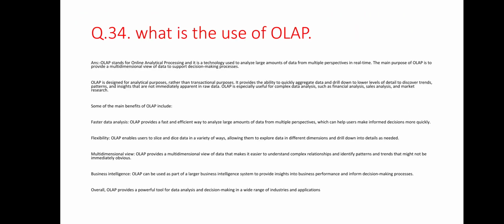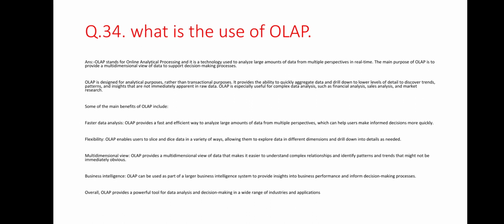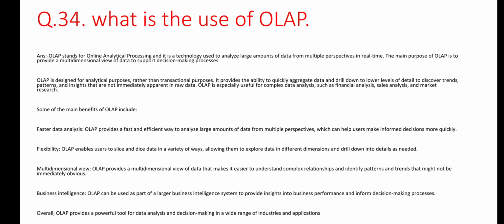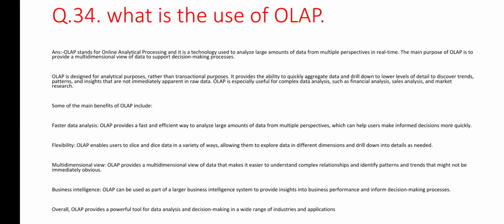What is the use of OLAP? First of all, OLAP stands for Online Analytical Processing, and it is a technology used to analyze large amounts of data from multiple perspectives in real time. The main purpose of OLAP is to provide a multi-dimensional view of data to support the decision-making process.